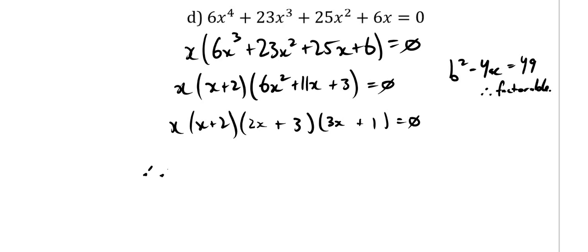Therefore, x equals 0, x equals negative 2, x equals negative 3 over 2. Don't get that one upside down. And x equals negative 1 over 3. And if I wanted to check any of those, I could take it and plug it back into the original formula, and it better give me a left side, right side check that works out. Okay? Any questions?